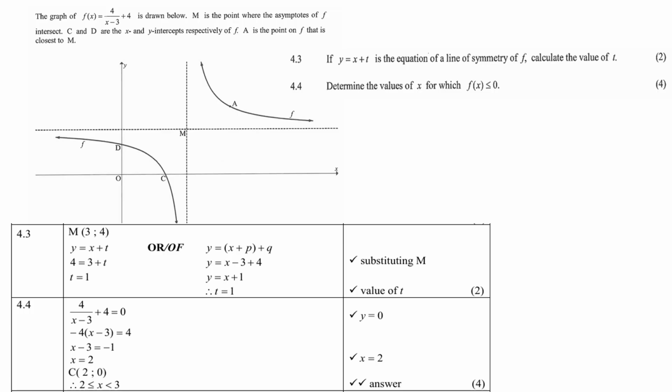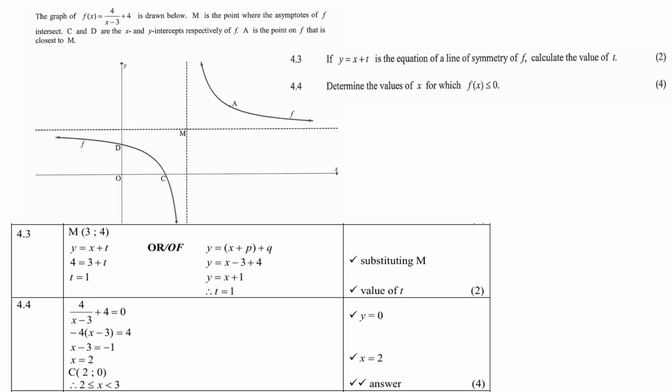Right, question 4.3. Now, if y = x + t is the equation of the line of symmetry of f, calculate t. Now, remember, where do you always find the line of symmetry? Yes, it runs through the point where the two asymptotes meet. So that you mustn't forget. Therefore, point M is very important to us.